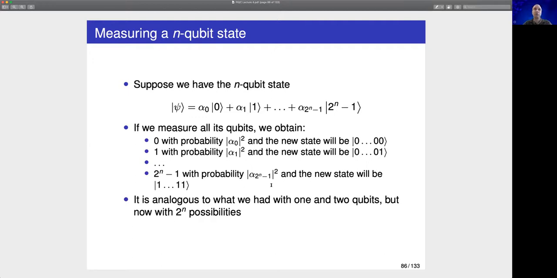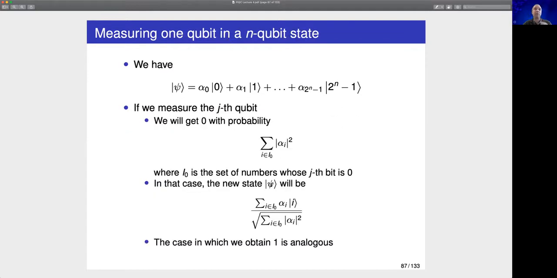We can, of course, measure the n qubit system, all the qubits at the time, but we can also measure just some of the qubits. Okay, so imagine that we have this superposition, this general state for an n qubit system, and we measure just one of the qubits. In this case, I'm measuring the one that is in position J, but you can measure the first or the last, whatever you want. Okay, what will we obtain? Well, we will obtain either 0 or 1. When we measure 1 qubit, we always obtain either 0 or 1.